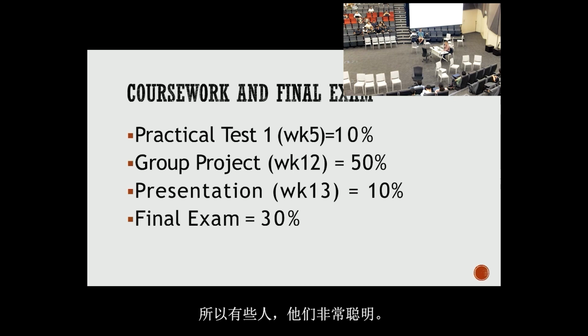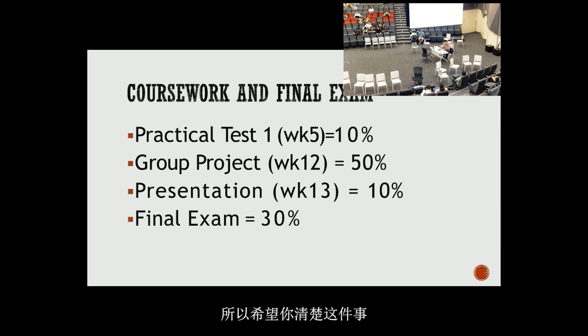Some people are very smart. They thought that by just skipping the presentation, they still have 60% out of 70. Not quite. If you miss one of those assessments, your coursework will be considered a fail. The minimum is you need to pass 40% for each assessment component, including your final exam. 40% means 12 marks, 12 out of 30, in order to get your results considered as a pass.